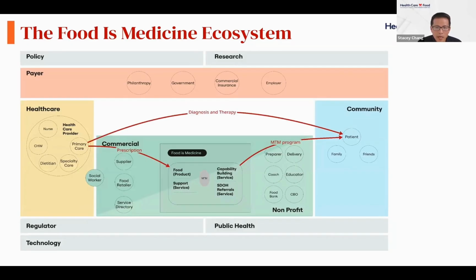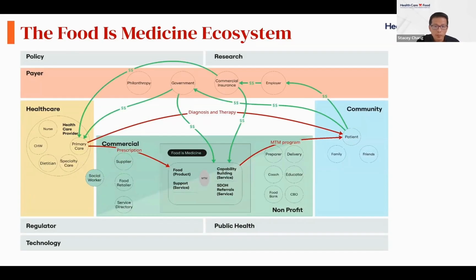The fundamental transaction in this system is the diagnosis and therapeutic plan that a physician develops for a patient in need, and the prescription and then delivery of a food as medicine intervention, in this case characterized as a medically tailored meal, MTM. This is obviously a simplified characterization of this fundamental transaction because each exchange might require numerous stakeholders to realize, but it is the essential function of the system, which is delivery of the food as medicine intervention.